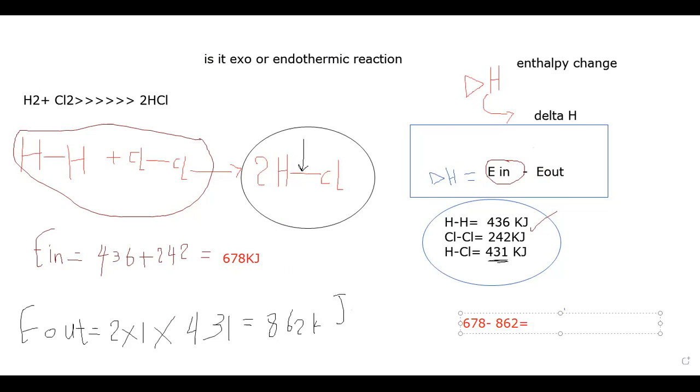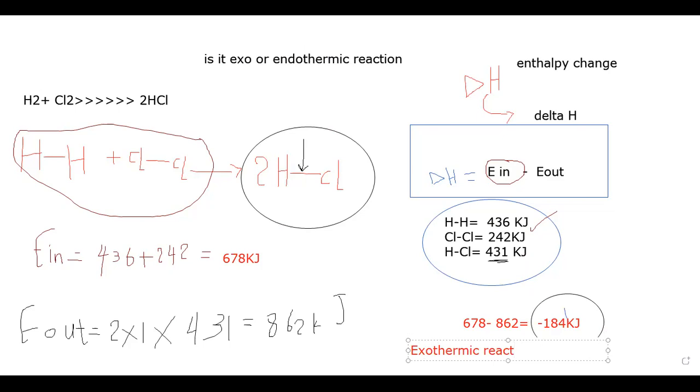Minus, subtraction: 184 kilojoule. What did you notice here, is the value negative or positive? Negative. So this is an exothermic reaction. If the value is negative, this is an exothermic reaction. Got it? If it is positive, it is endothermic. So this is an exothermic reaction.